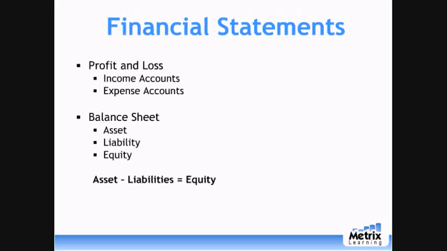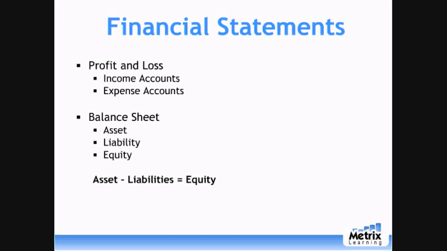Chapter 4 covers financial statements. In QuickBooks, the chart of accounts is your financial statement. Each account in the chart of accounts becomes a line on either the balance sheet or the profit and loss statement. The chart of accounts is made up of five types of accounts common to all businesses. They are the income and expense accounts, used by the profit and loss statement, and the asset, liability, and equity accounts, which are used by the balance sheet.